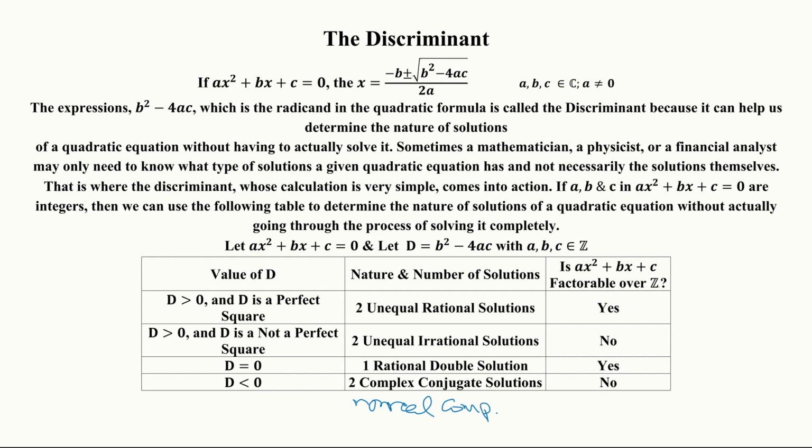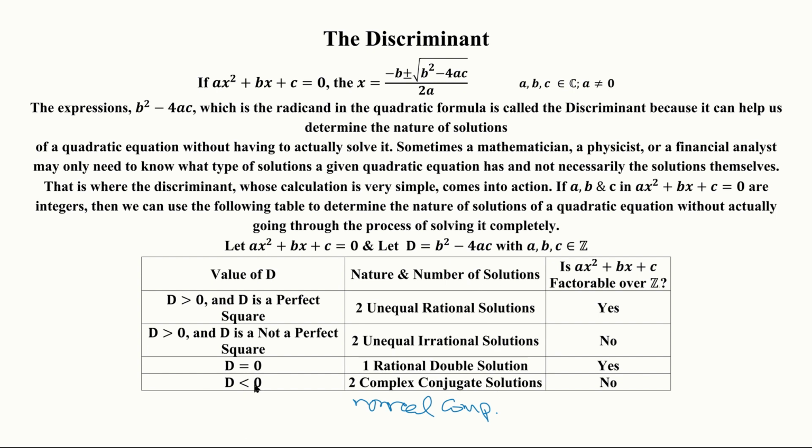All right, so these are the possibilities. Positive perfect square would give us two unequal rational solutions. Positive and not a perfect square, we get two unequal irrational solutions. 0 will give us one rational double solution, or double root. Solutions are also called roots.